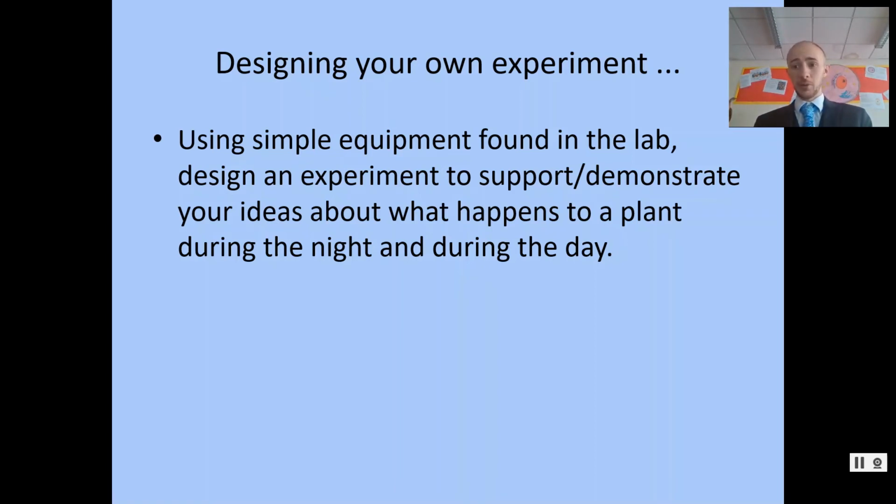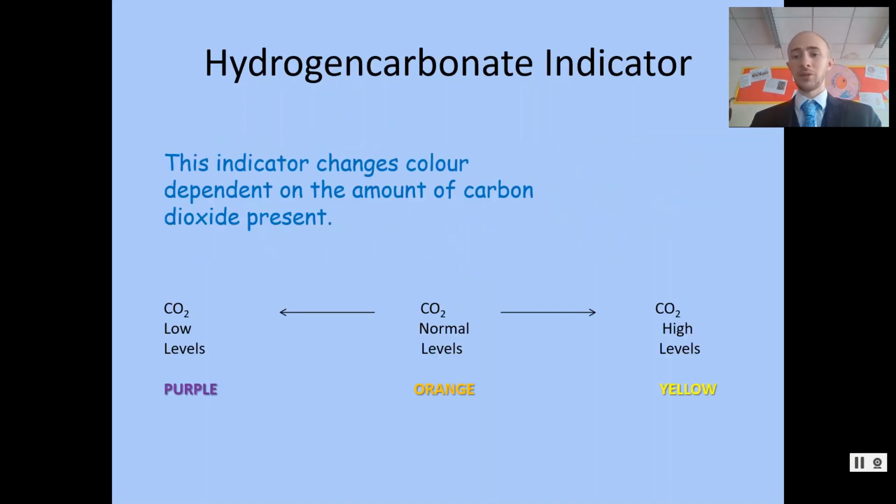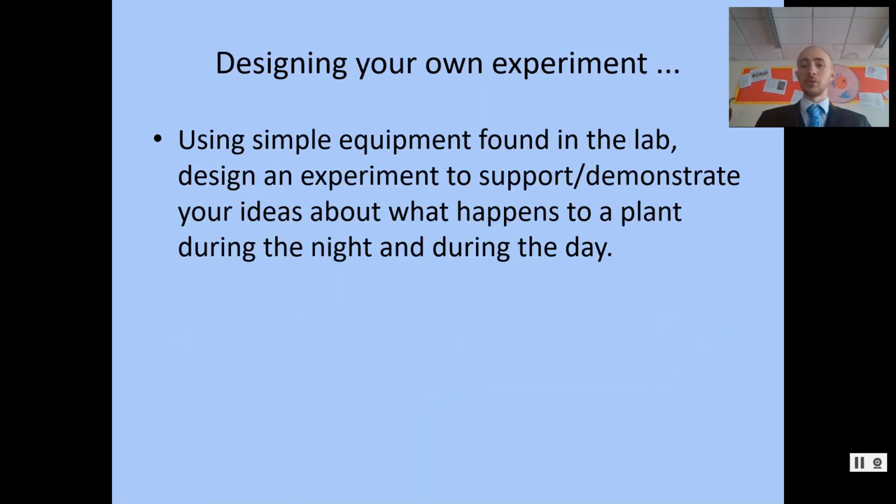So what I'd like to see in your books written down, and this should take a little bit of time, is a method explaining what you are going to do with these different pieces of equipment. The only final thing to say is that hydrogencarbonate indicator is not harmful, so it can be placed in a beaker. Well, I take it back, it is harmful, but it's not really noxious gases or anything like that, and so it's going to be placed in the bottom of a beaker or a test tube quite happily. It can be left for quite a long period of time. So you might want to do that.